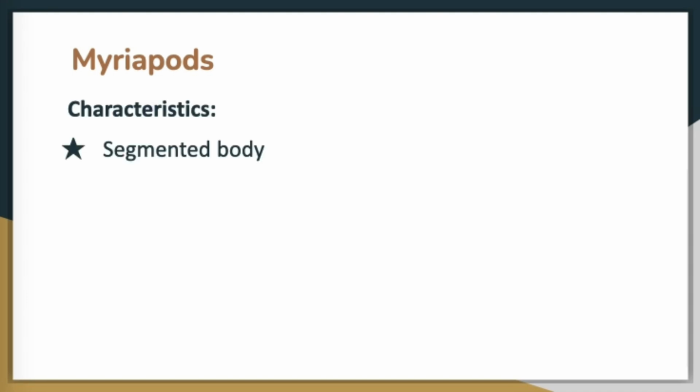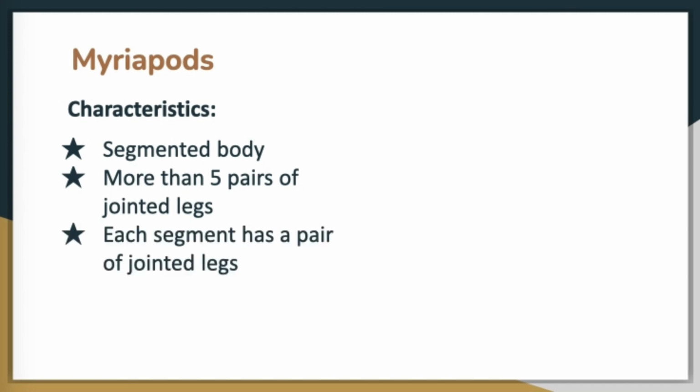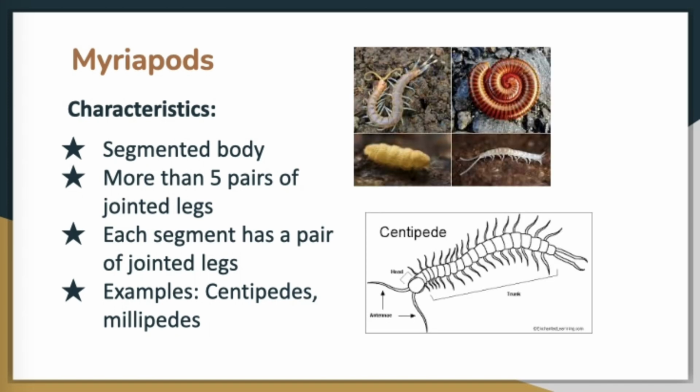Now we come to the myriapods. These are the centipedes and the millipedes. They have a segmented body and more than 5 pairs of jointed legs. Each segment has a pair of jointed legs. Examples are above. Now that we've finished classifying animals, we're going to move to classifying plants.